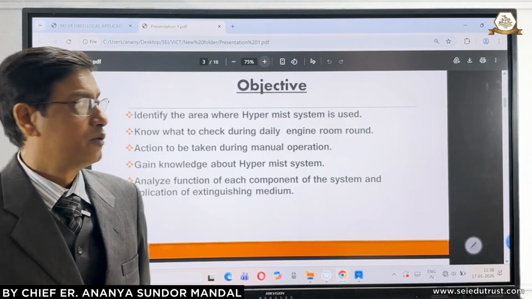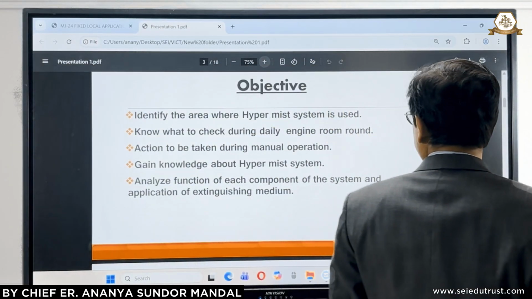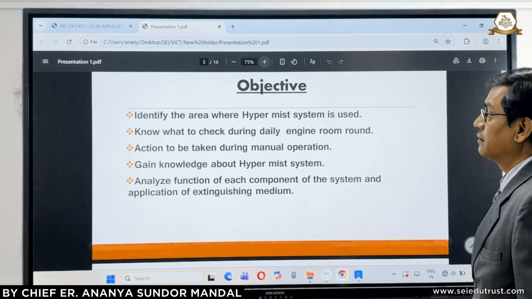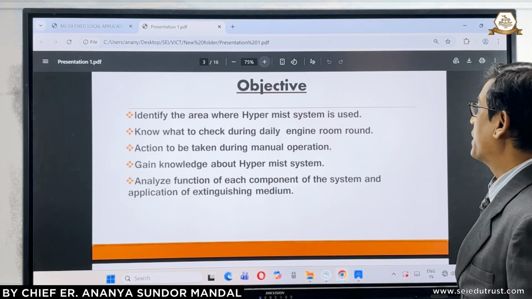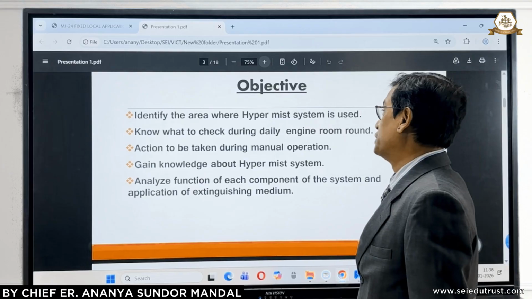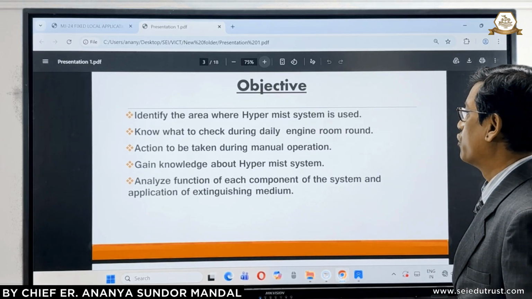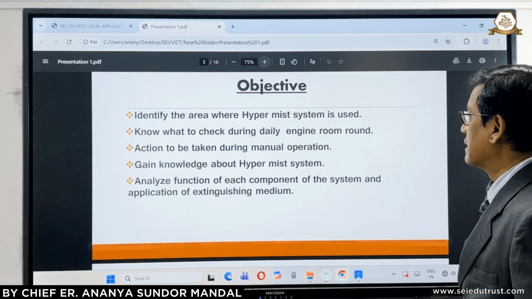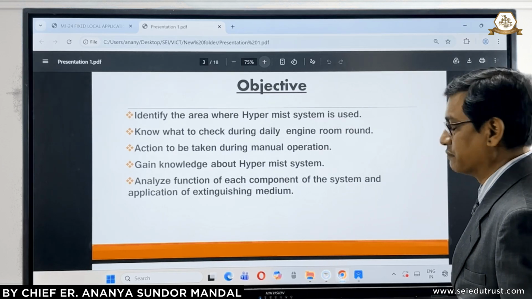Every topic we should have some objective. What is the objective of discussing hypermist? See, objectives are: identify the area where hypermist system is used, know what to check during daily engine room round, action to be taken during manual operation, gain knowledge about hypermist system, analyze function of each component of the system and application of extinguishing medium.